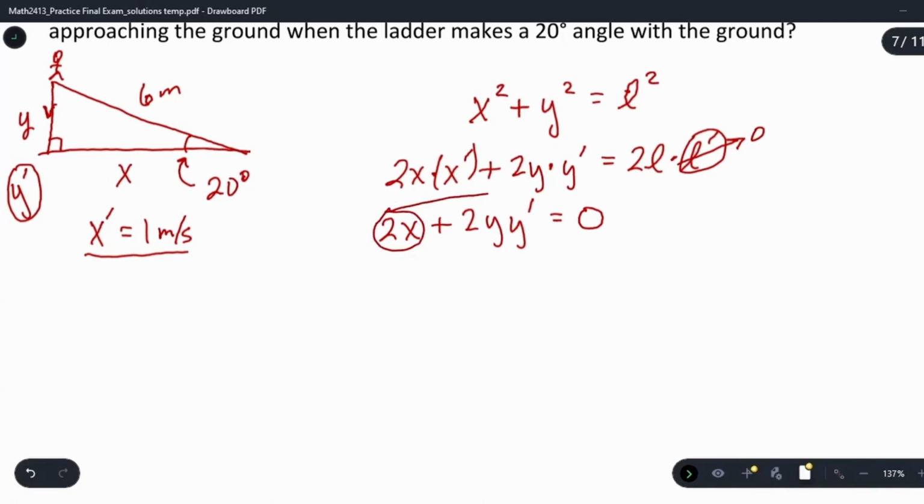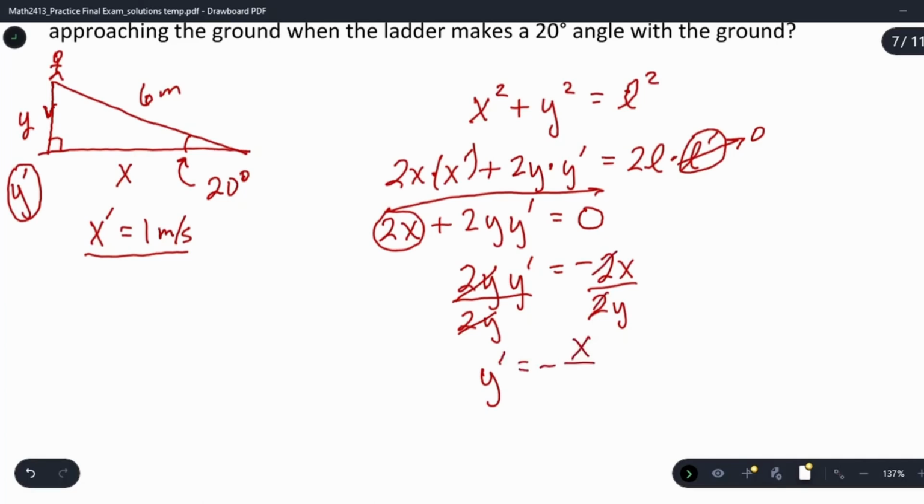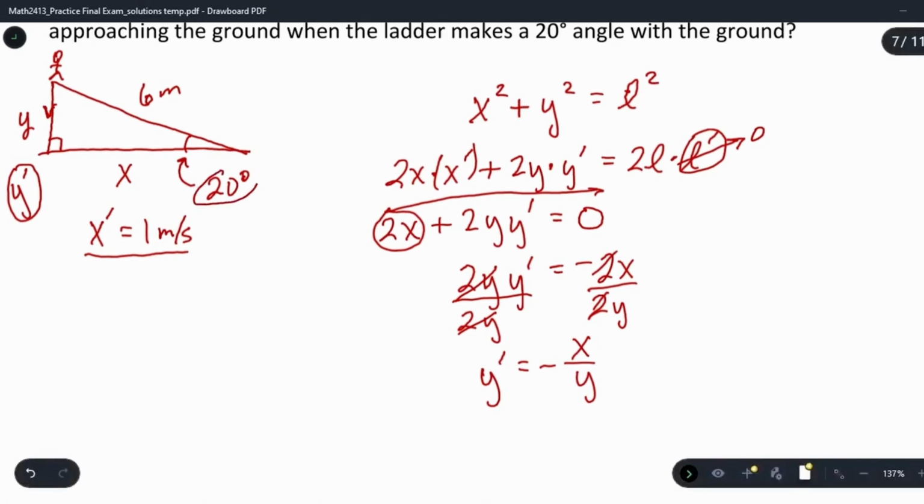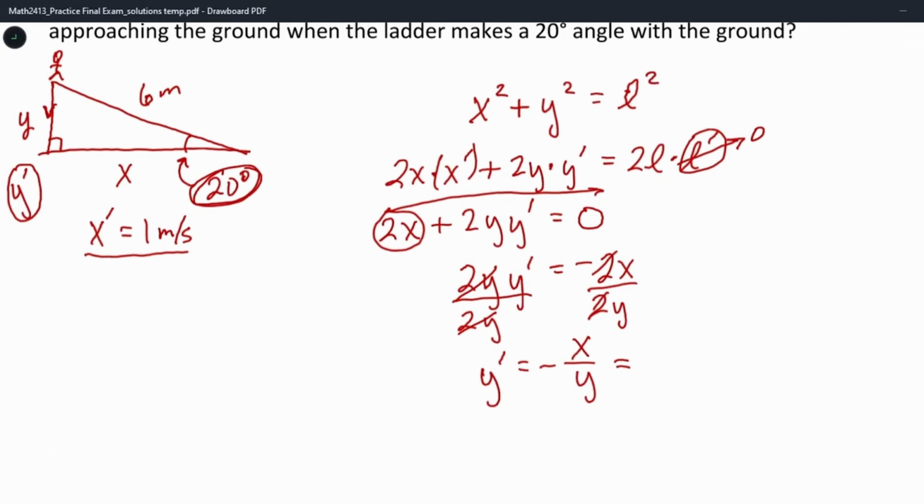Okay, next, moving the 2x to the other side is going to give us 2y, y prime equals a negative 2x. And then if I divide both sides by 2y to isolate the y prime, that's going to reduce to just negative x over y. And so if I simply knew the length of the sides x and y at this point, I could find the rate of change of the y side, which is the speed at which the man is approaching the ground.